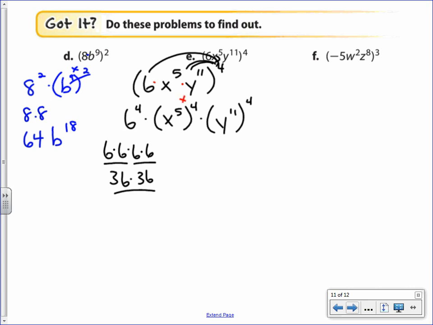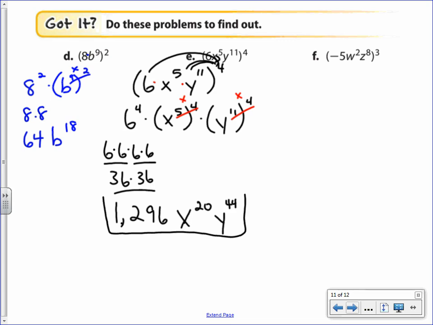This here means multiply. That's x to the 5th, that's x times x times x times x times x, but it's 4 groups of that. And same thing over here. So I have x to the 5 times 4 is 20, and y, 11 times 4 is 44. So now all I have to calculate is 36 times 36, which is 1,296. Comma goes there. It's a number in the thousands. You use a comma. X to the 20th, y to the 44th.